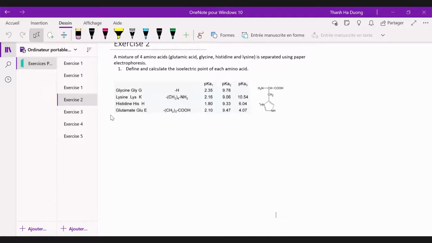Okay, so for this we have to draw. I will draw the pH diagram, and I will plot. For example, I'll start with glycine, which is the most simple amino acid. I have 2 pKa, okay? pKa 1 and pKa 2. So, with this amino acid, it's very simple. So, I will draw.